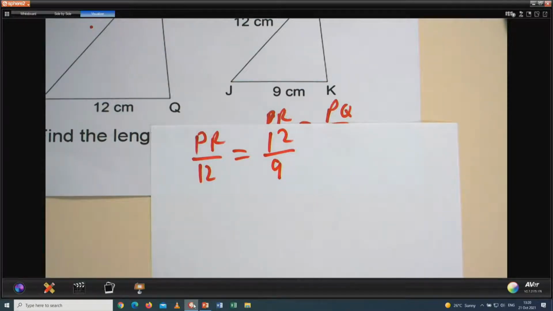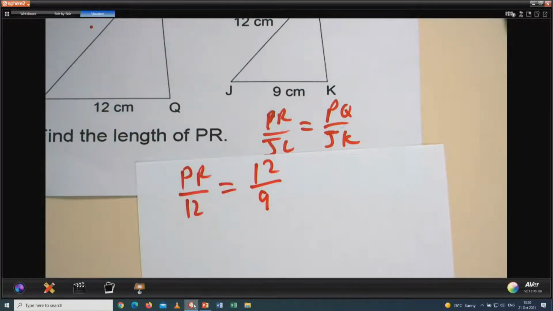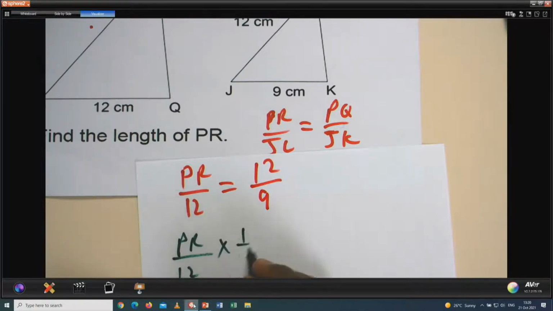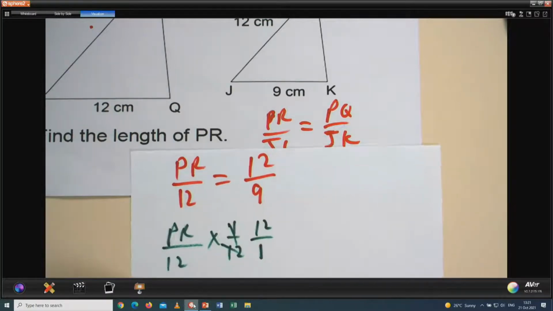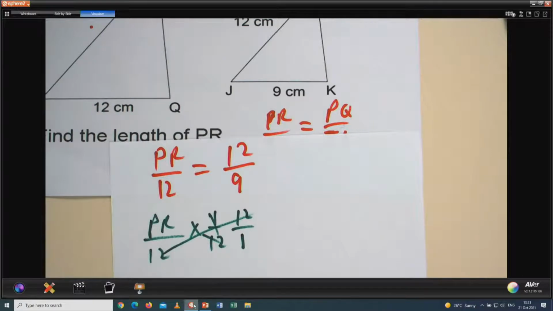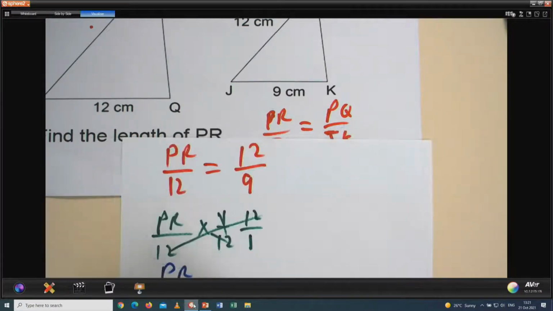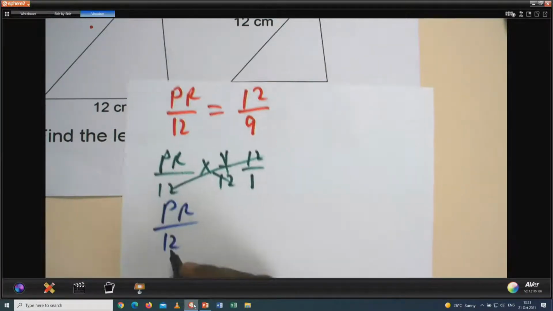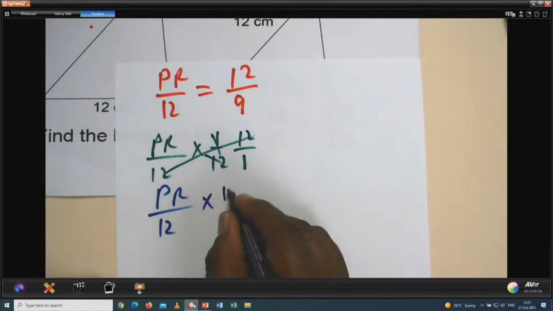Make PR the subject of the formula, because you only want PR. You don't want to see that 12. You are going to multiply it with an inverse, which is 12 over 1. Let me just write it nicely: PR over 12, you multiply it with an inverse, which is 12 over 1.